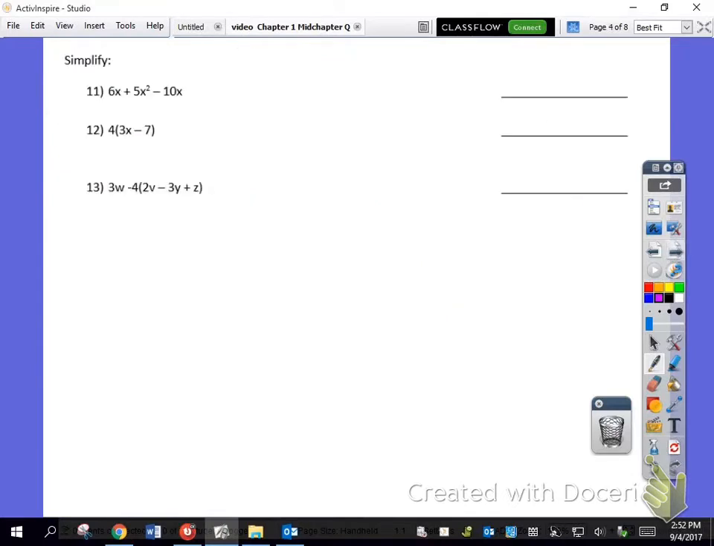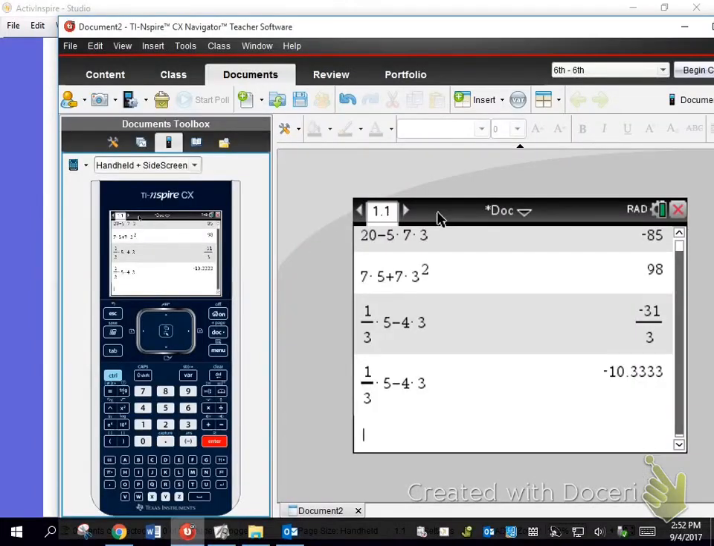All right, simplify. Now remember, when we simplify, you want to look for like terms. So this first thing I have is 6x. Now I have to have an x that has an exponent 1. This one does not match. This one, yes, it matches. So I'm going to look at what's in front of it. Okay, so in the calculator, I'm actually going to enter 6 minus 10. Okay, so 6 minus 10.